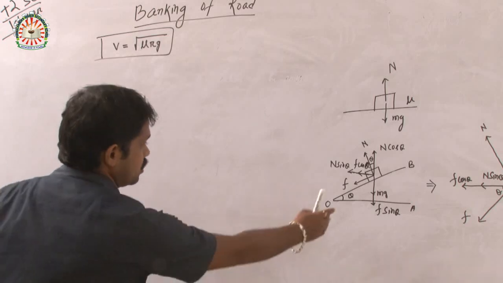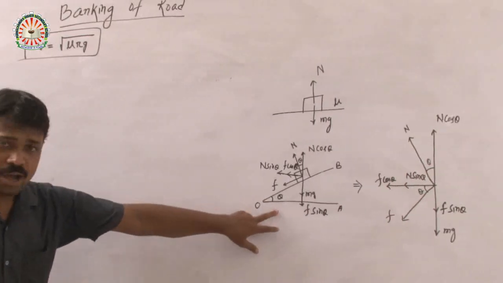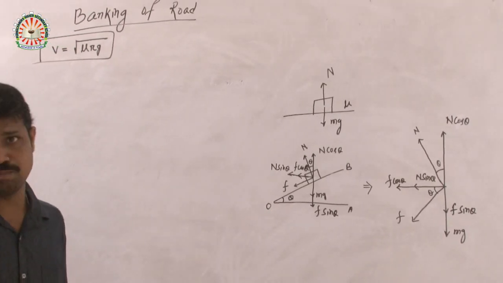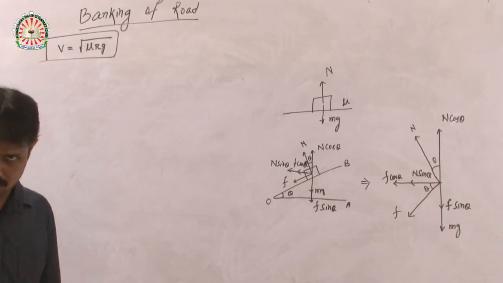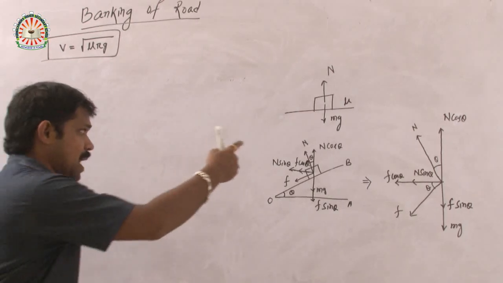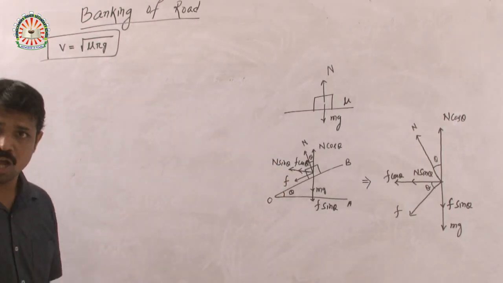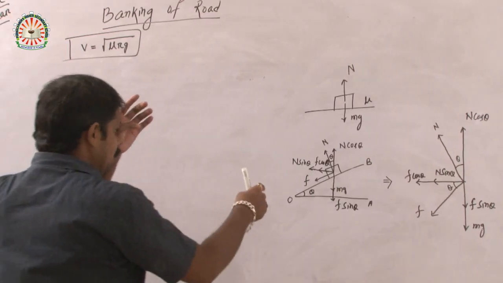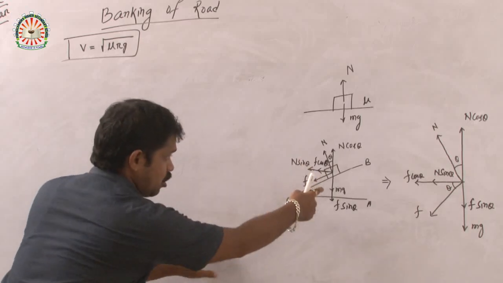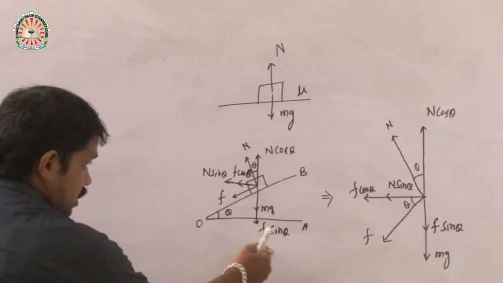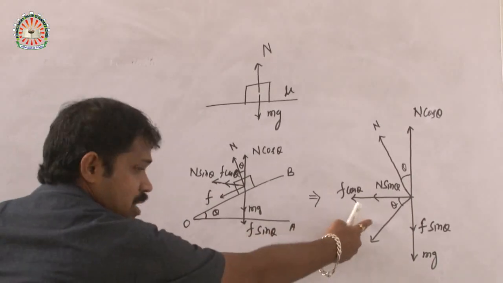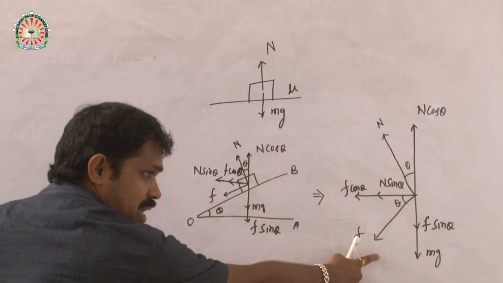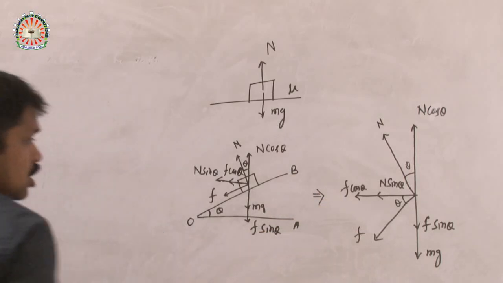So all of you look at this figure very carefully. When the road becomes banked, what are the forces applied on the vehicle? Let us discuss first, which is very important. All of you look at the figure. Again I'll repeat. This is the real-time figure and this is the free body diagram of this one. Clear? So what are the forces?